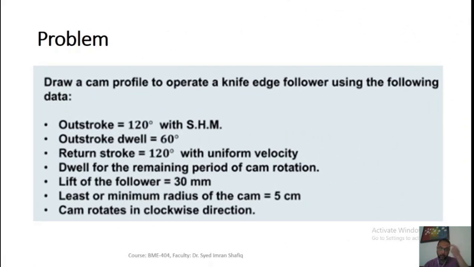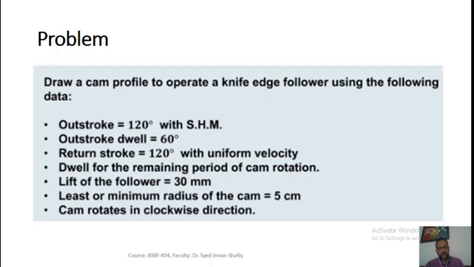Now we should come to a problem. The problem is: draw a cam profile to operate a knife edge follower using the following data. Outstroke is 120 degree with simple harmonic motion. The outstroke dwell is 60 degree. Return stroke is 120 degree with uniform velocity. The dwell for the remaining period of the cam. Lift of the follower is 30 mm, and the least or minimum radius of the cam is 5 centimeter, and the cam rotates in clockwise direction.